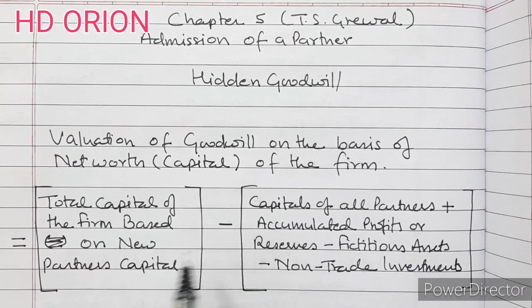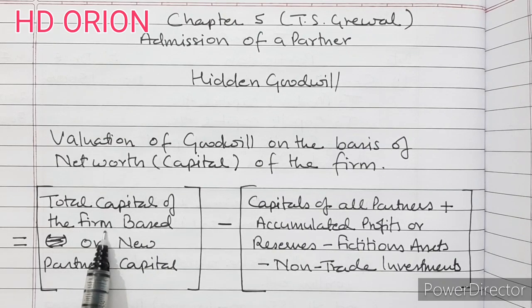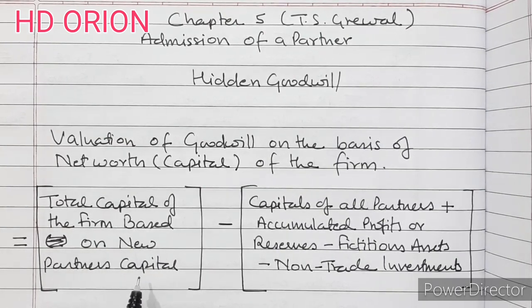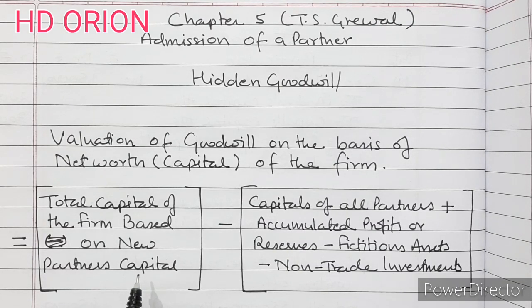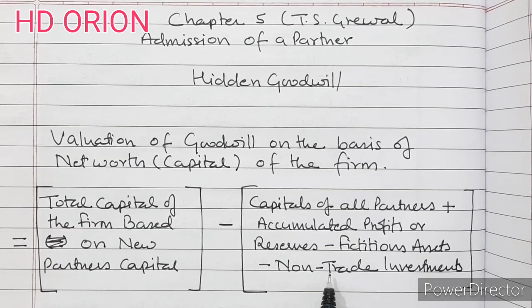So how to calculate hidden goodwill? For that you have to calculate total capital of the firm based on new partner's capital. Whatever capital the new partner is bringing, based on that, what should be the capital of the firm is calculated first. Then it is compared with the actual capital of the firm.